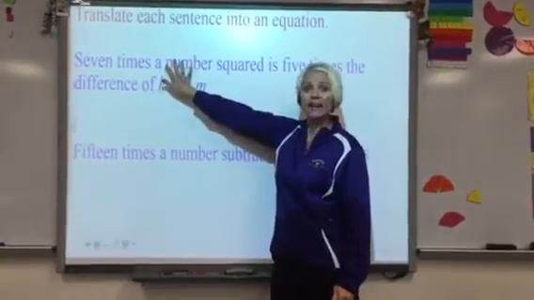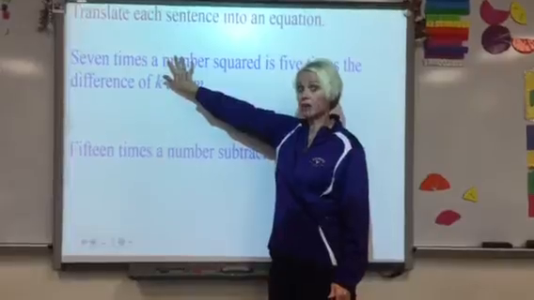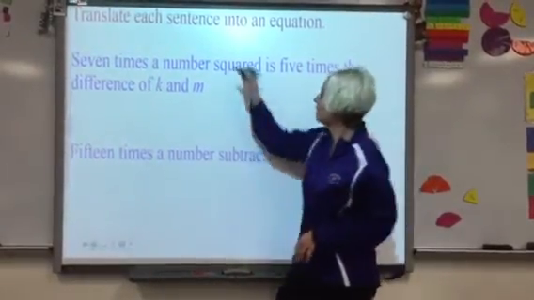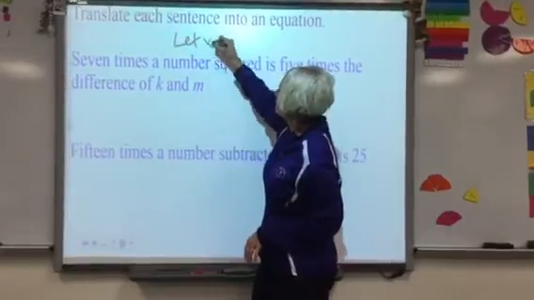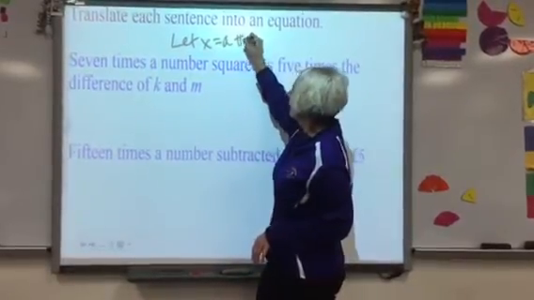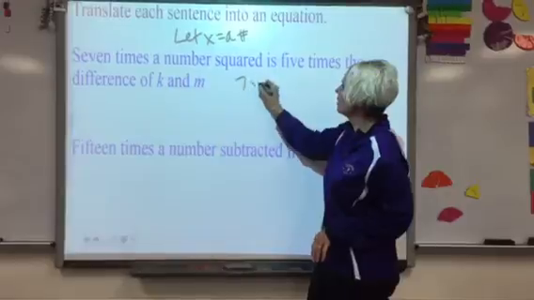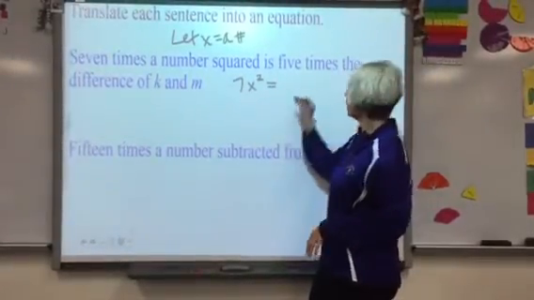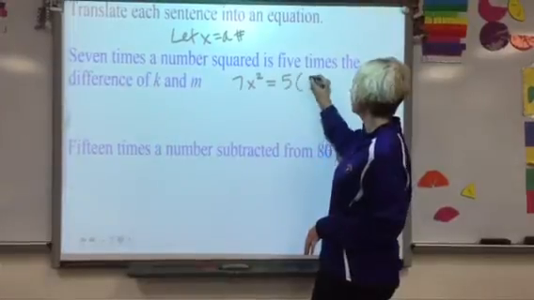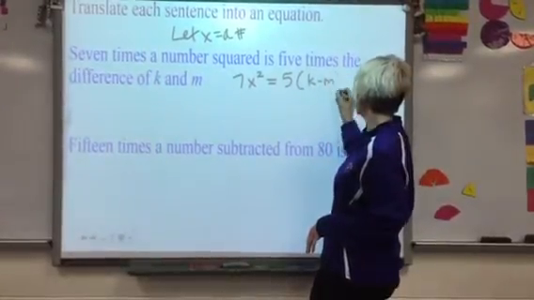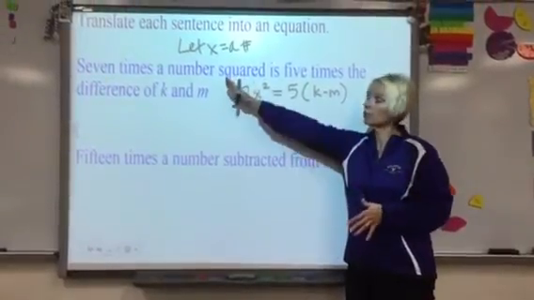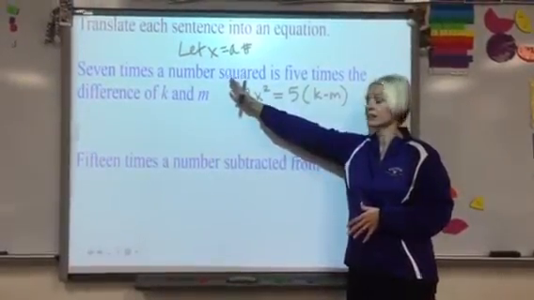So we want to make a variable into a number, and we can pick anything we want, but I do have to write a let statement. So I'm going to say let x equal a number, and I will say 7 times a number squared equals 5 times the difference of k and m. So look at this and see if this makes sense with the verbal statement that you have here.